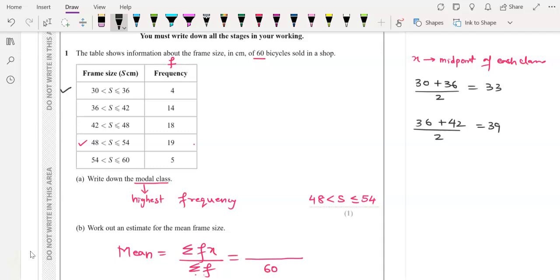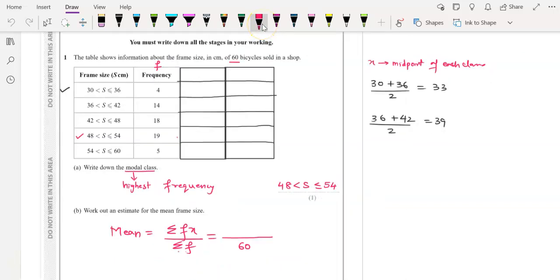So what I will do is add two more columns to the table. In the first column, let's put x, which is the midpoint of the class. For the first group, we have 33. For the second class, we calculated it is 39. Now, if you look at the groups, it is increasing by 6: 36 to 42, 42 to 48. So even the midpoints will increase by 6. So 39 plus 6 will give me 45, plus 6 gives me 51, plus 6 gives me 57. I have x, I have f. So we'll multiply both to get fx. So you multiply both and put this in your calculator.